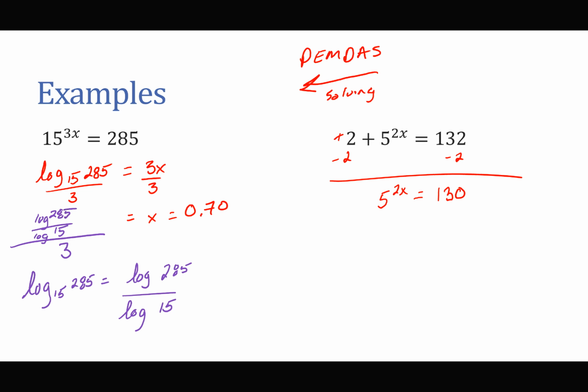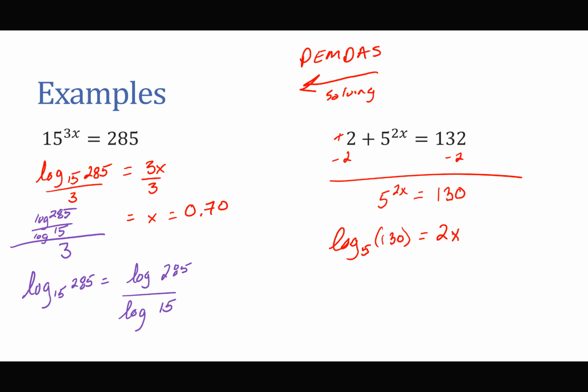Okay. 5 raised to the 2x equals 130. How could I write that as a log? What would be the base of my log function? 5. Okay. So log base 5 of what? 130 equals 2x. Okay. So we got to know or be able to do what log base 5 of 130 is.